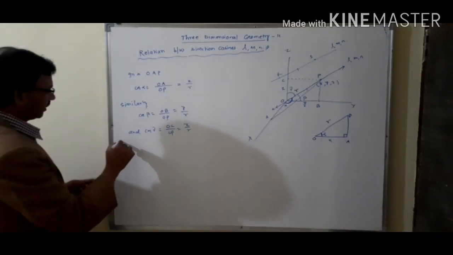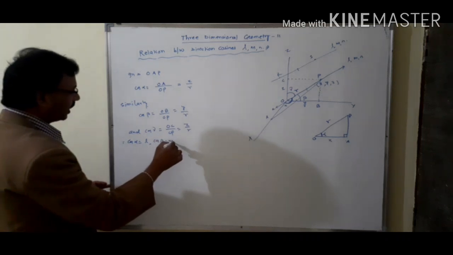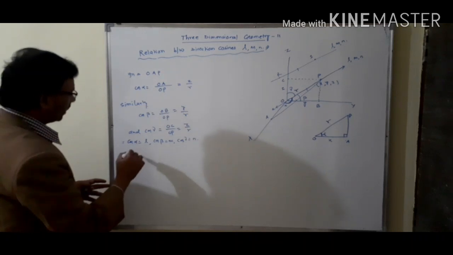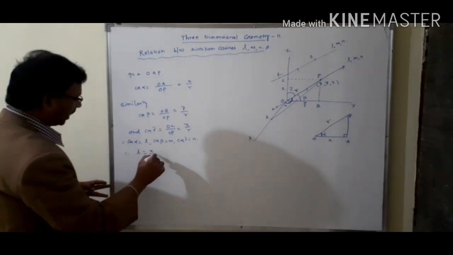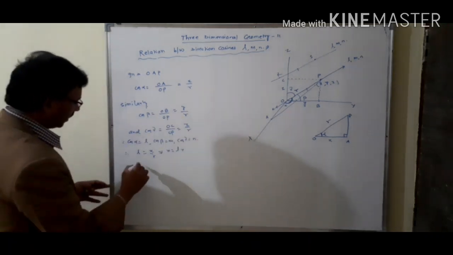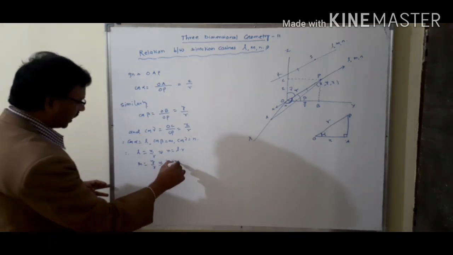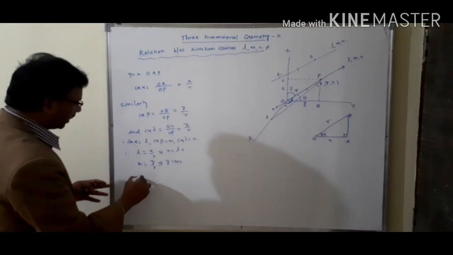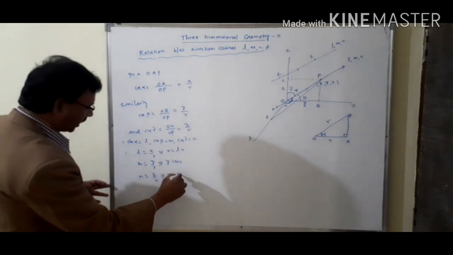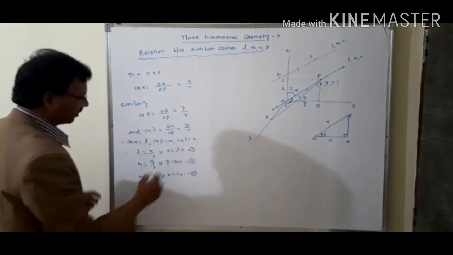Since we know that cos of alpha equals l, cos of beta equals m, and cos of gamma equals n, therefore from here we write l equals x upon r, or x equals l r. From here m equals y upon r, or y equals m r, and from here n equals z upon r, or z equals n r. These are equation 1, equation 2 and equation 3.